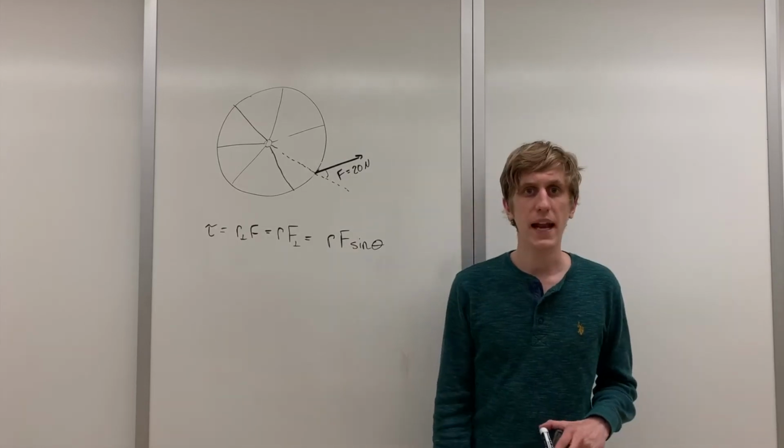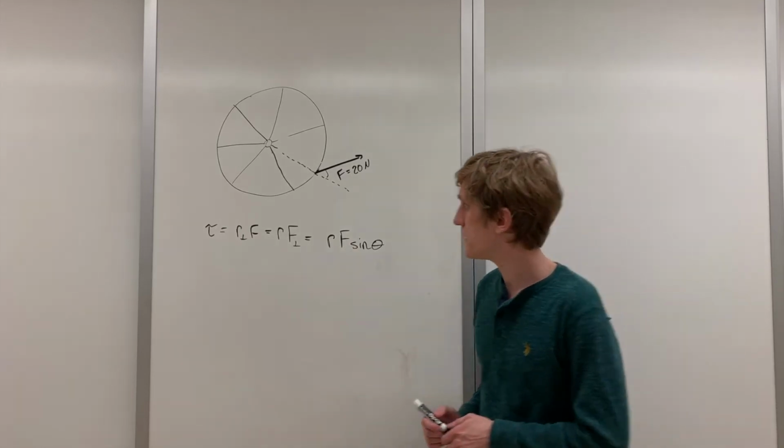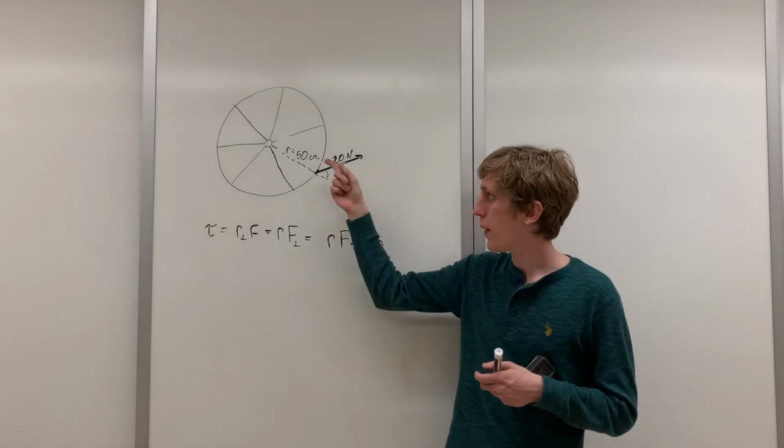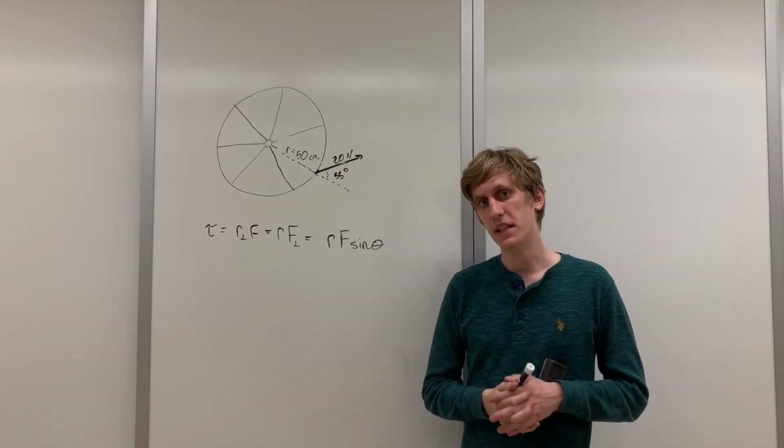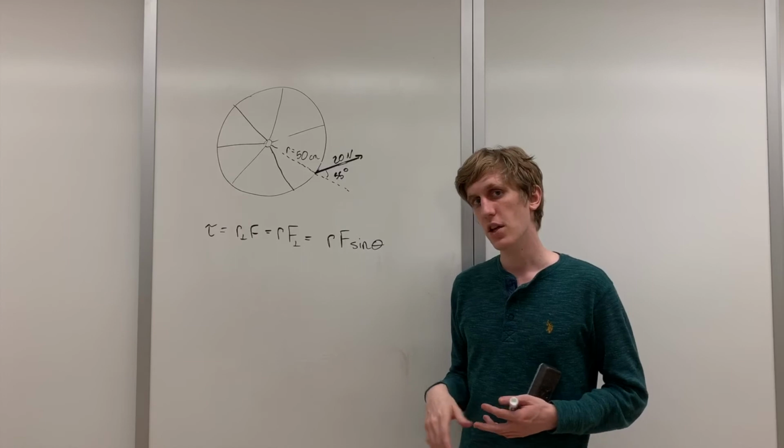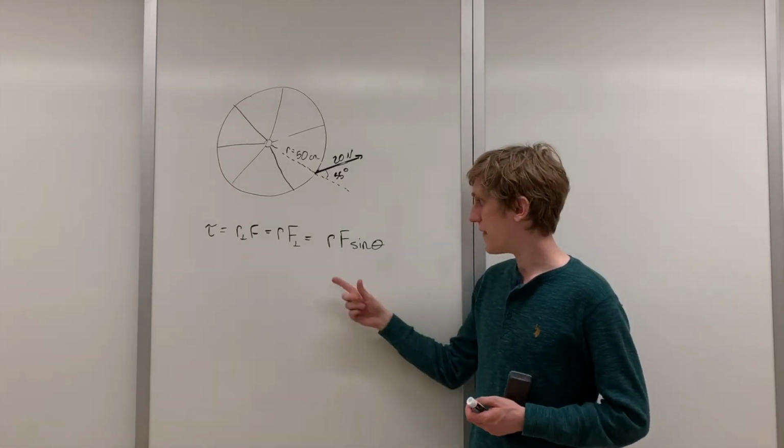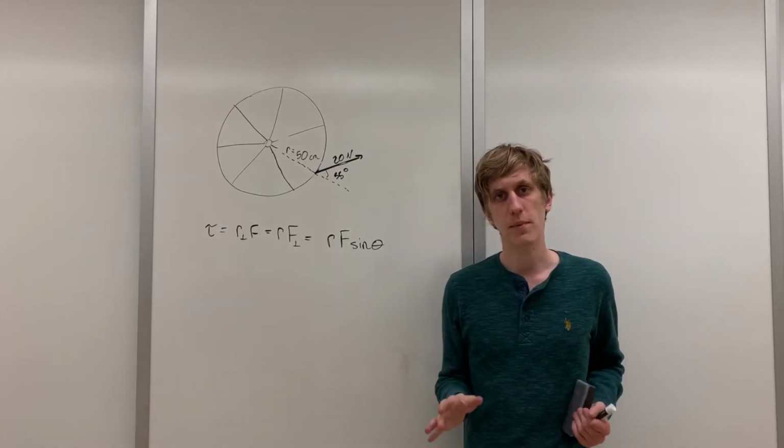Let's say that that angle is equal to 55 degrees. And let's also say that the radius of this bicycle wheel is 50 centimeters. So what is the torque? In order to find that, we just need to plug all these numbers in.